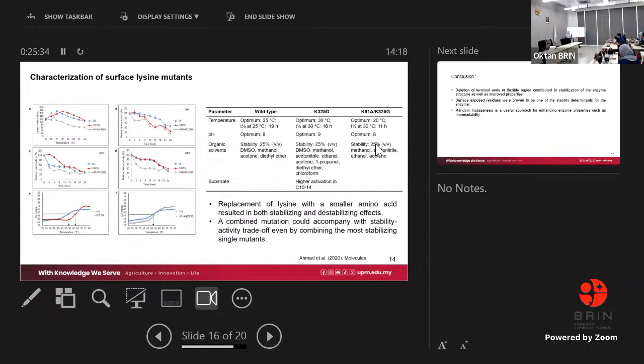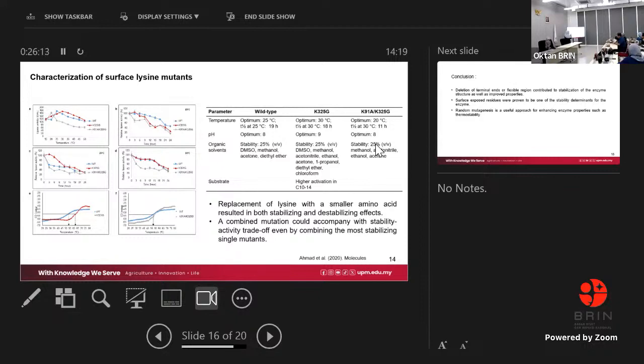For temperature, we could see that if we mutate lysine at position 325 to glycine, it increased the optimum temperature of the wild type by 5 degrees. But for the double mutant, it decreased the activity by 5 degrees. So there is a variation in the biochemical properties of the single mutant and also the double mutant. And you can also see there are other variations in the biochemical properties between the three.